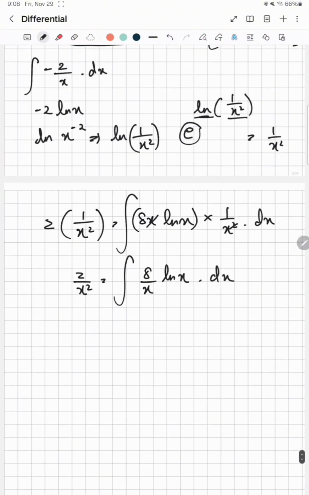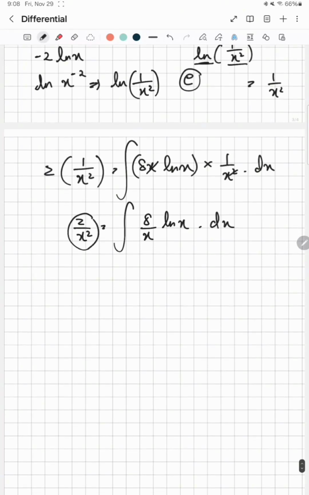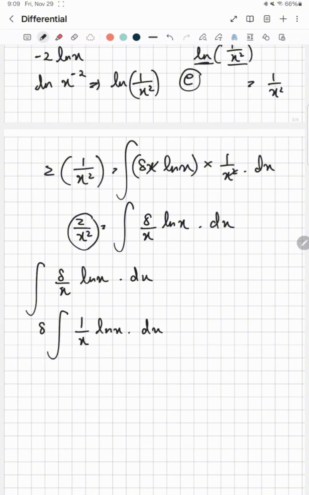Okay, now we'll just keep this aside. Now we have to integrate 8 over x ln x dx. So here's when integration by parts comes into play. We'll take 8 out and just write 1 over x ln x dx.